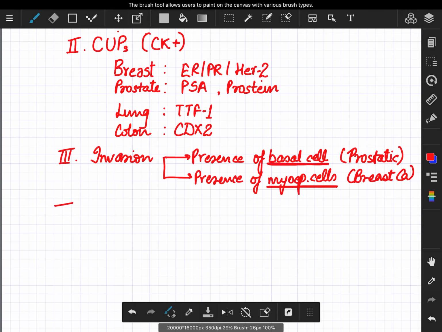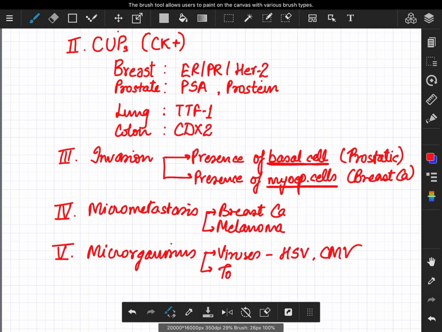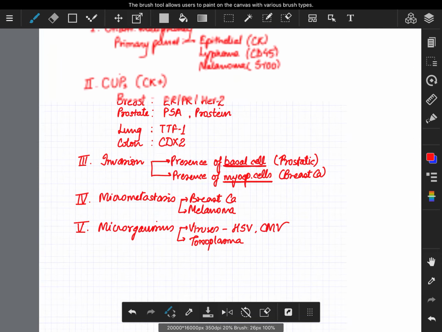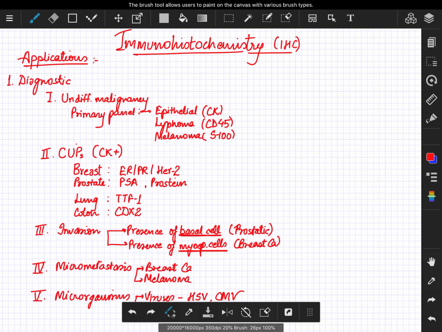Other diagnostic uses: detection of micrometastasis. Micrometastasis is a phenomenon which we often encounter in two common malignancies, breast carcinoma and melanoma. Another diagnostic use is detection of microorganisms. Microorganisms include viruses like HSV, CMV. We have toxoplasma also, for which we have antibodies. So in the diagnostic part, this is just a summary of the diagnostic application of the immunohistochemical technique.